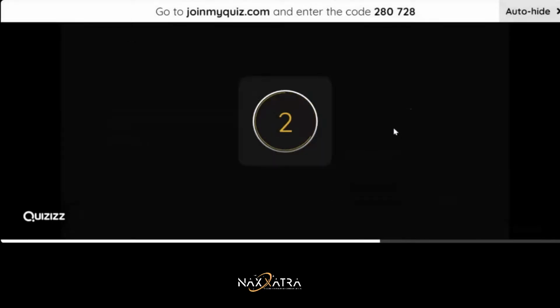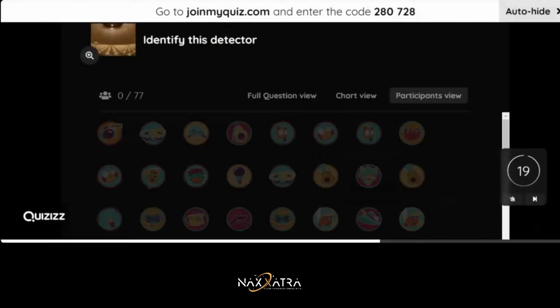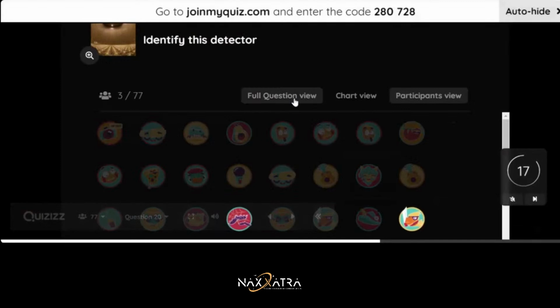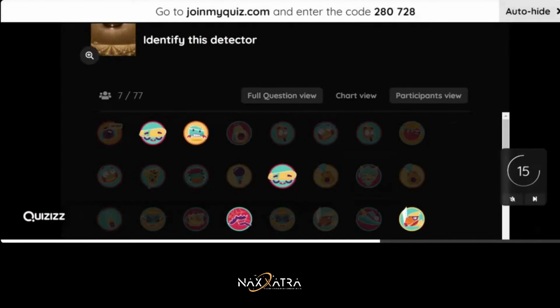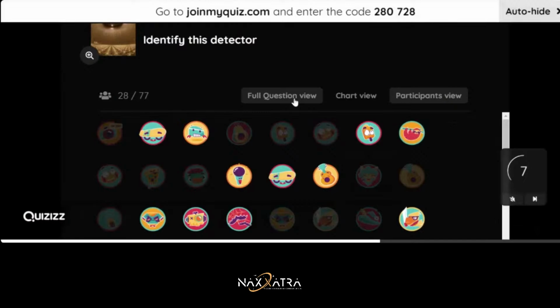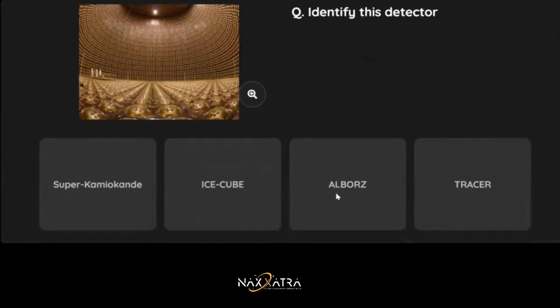So we are going to the 20th question. Identify this detector. It is pretty easy, but you should know the basics. Is it Super Kamiokande? Is it IceCube? Is it ALBOS? Or is it Tracer? Which detector is it?